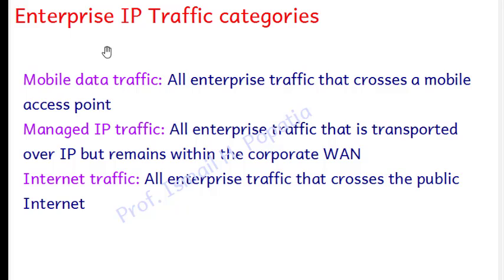Now enterprise IP traffic categories. If we look at the enterprise network and compare the IP traffic, there are three categories. First is mobile data traffic: all enterprise traffic that crosses the mobile access point. Then we have managed IP traffic: all enterprise traffic that is transported over IP but remains within the corporate WAN. And then internet traffic: all enterprise traffic that crosses the public internet.